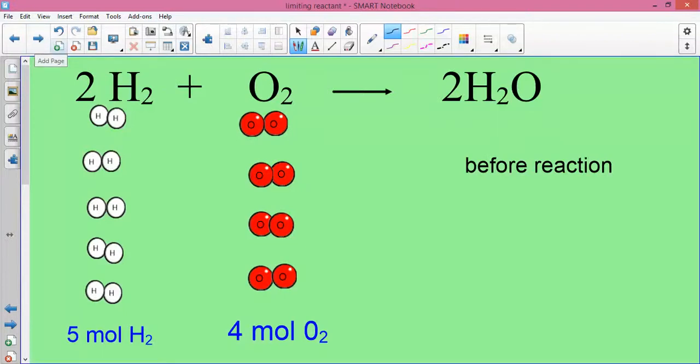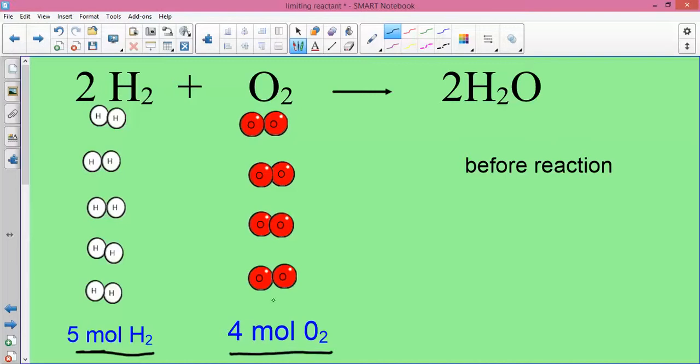For example, given this balanced equation, 2 moles of hydrogen react with 1 mole of oxygen to make 2 moles of water. But unfortunately, we never just have 2 moles and 1 mole. It never works out like that. We have odd numbers. For example, let's say we had 5 moles of hydrogen and 4 moles of oxygen. Each molecule can represent 1 mole. If we had 5 moles of hydrogen and 4 moles of oxygen, which one would run out first? Which one is your limiting reactant?